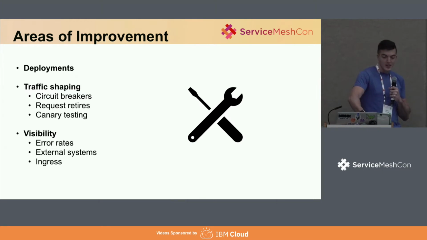So the AppConnect team had some areas that they wanted to improve upon. They were using a very homegrown deployment model and wanted to move to a declarative and more cloud-native model.